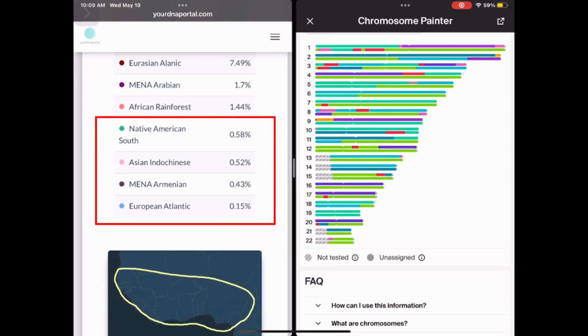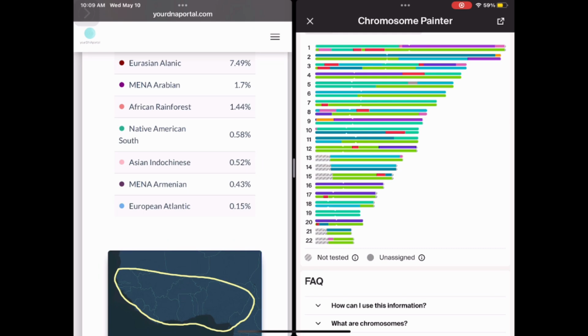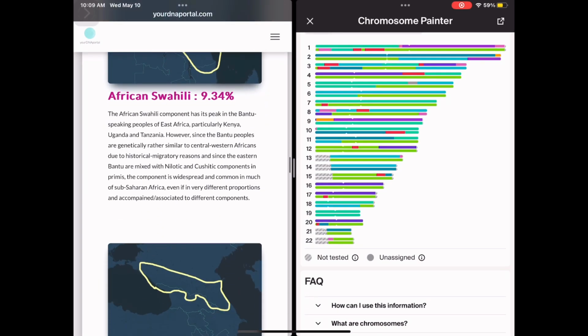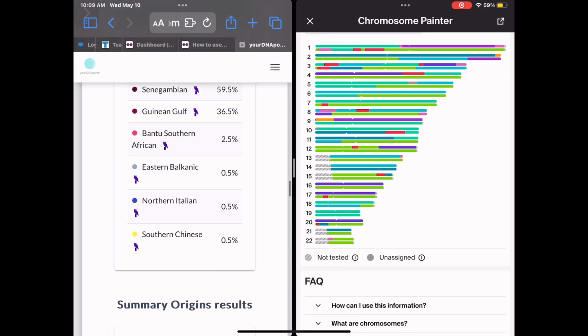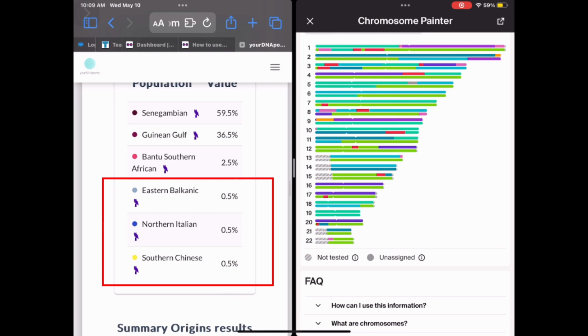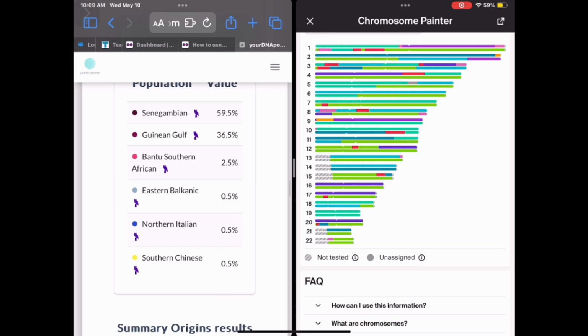Chromosome 10 is showing Native American South at 0.58%, Asian Indo-Chinese at 0.52%, MENA Armenian at 0.43%, and European Atlantic at 0.15%. In-depth origins report Eastern Balkanic at 0.5%, Northern Italian at 0.5%, and Southern Chinese at 0.5%.